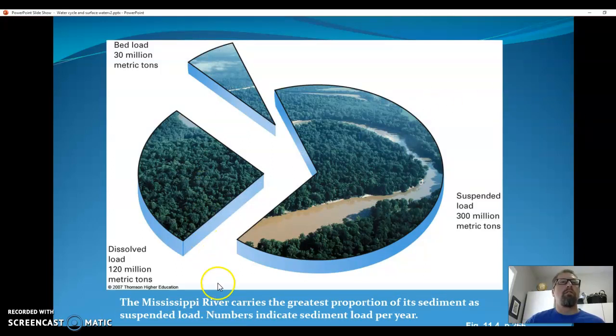All right, so here we see the Mississippi River and what it's carrying. Bed load, that load that stays along the bottom, 30 million metric tons. Dissolved load, 120 million tons. Suspended load, 30 million tons. So that's a lot of sediment moving down the Mississippi River. That leads to navigation challenges where there's sediment built up that vessels can't navigate. They need to know where that material has been deposited, and it changes over time.